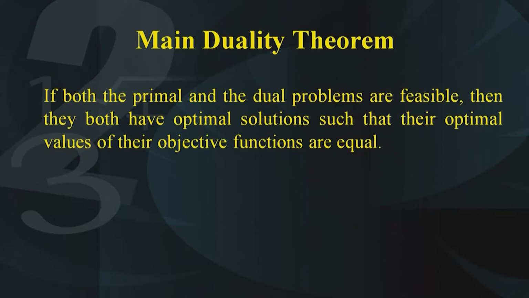It says that if both the primal and the dual problems are feasible, then they both have optimum solutions such that the optimal values of their objective functions are equal. Now, this is an interesting result. It tells us that we can get optimum solutions of the primal and the dual provided we have feasible solutions of the primal and the dual.